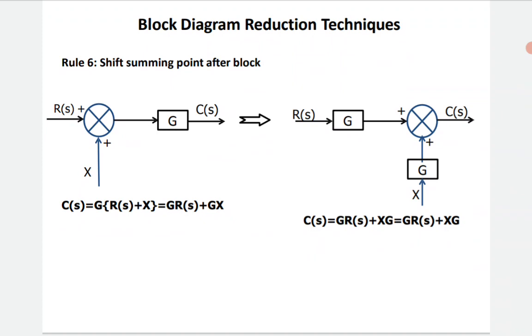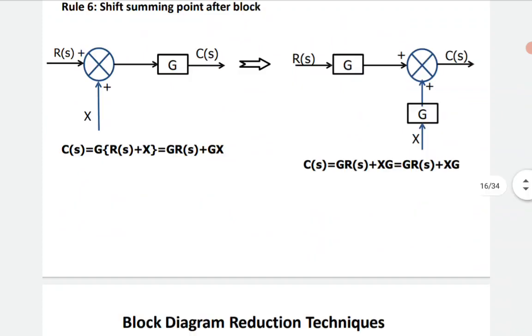So when I am shifting the summing point after this block, previously I had introduced the externally applied input signal X, now X by G. On the right hand side, when I am shifting the summing point after the block, I am introducing the block G in accordance with the externally applied input signal X. So that generates C of S is equal to G into R of S plus X into G, which is G R of S plus XG. So the actual result is unchanged.